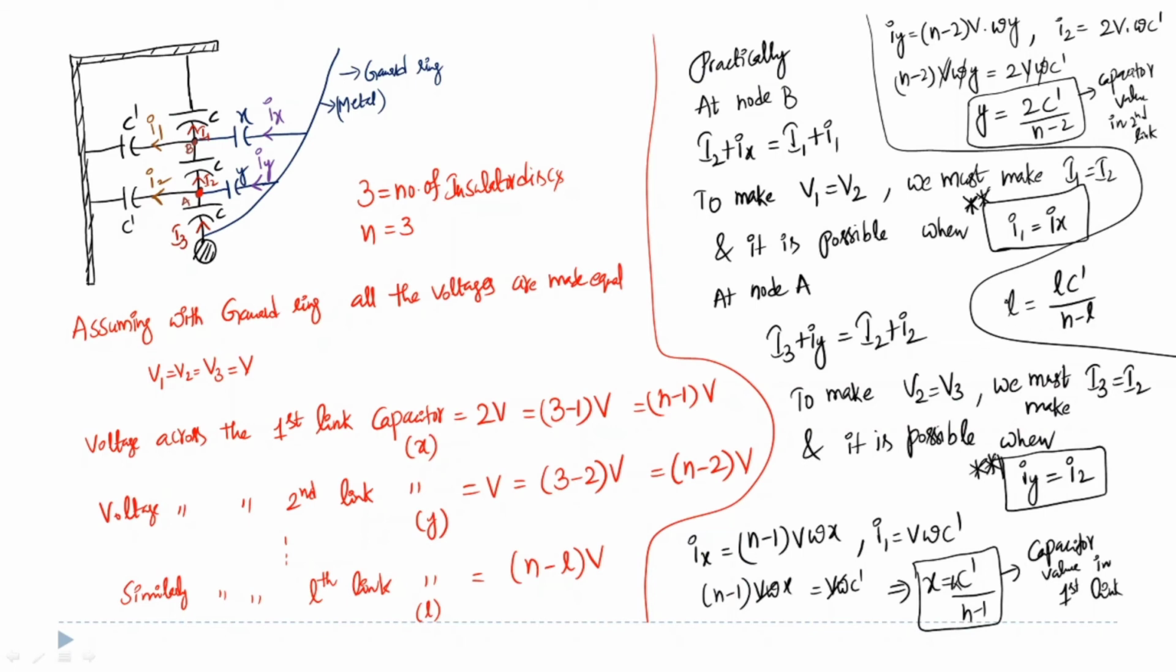Okay, let us give a separate name for this so that you will not get confused. Let us give it as CL. The capacitor of Lth link is L into C dash by n minus L. How we got this? Because we already got n minus L into V, and you will get L into C dash. This expression is very important. CL is equal to L into C dash by n minus L.